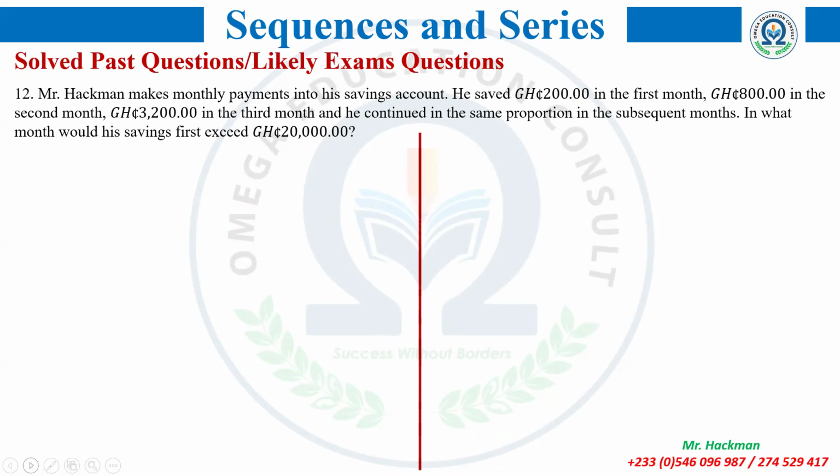Mr. Ackman makes a monthly payment into his savings account. He saved 200 Ghana cedis in the first month, 800 Ghana cedis in the second month. So unlike the other one, for monthly investments, you increase it by a fixed amount, and that will be your D. The first month 200, the second month 800, the third month 3,200.